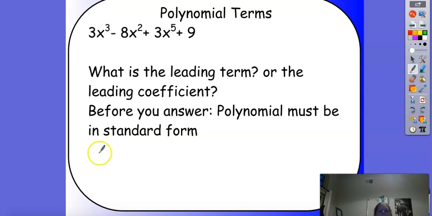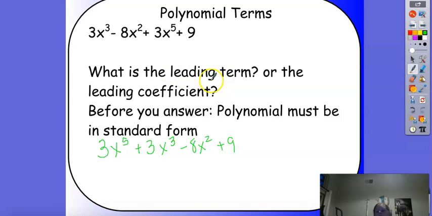Okay, so I need to put it in standard form. So the highest power is right here, the 5. So I'm going to put that first, 3x to the 5th. What would be the next highest power? There's no 4 here. So I'm going to go to 3. That would be a plus 3x cubed. Okay, is there an x squared? Yep. Okay, now I'm not going to put 8x squared. I'm going to put negative 8x squared. And then here comes my caboose.